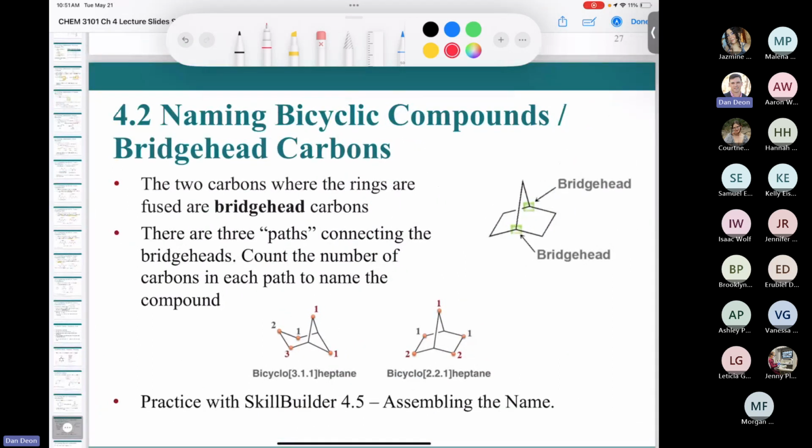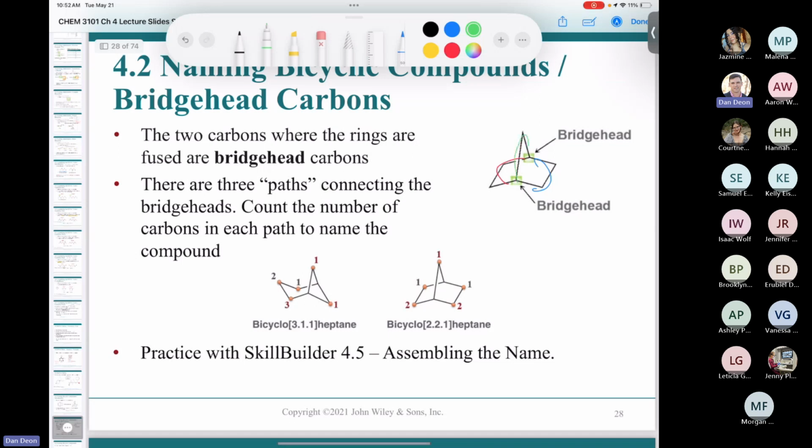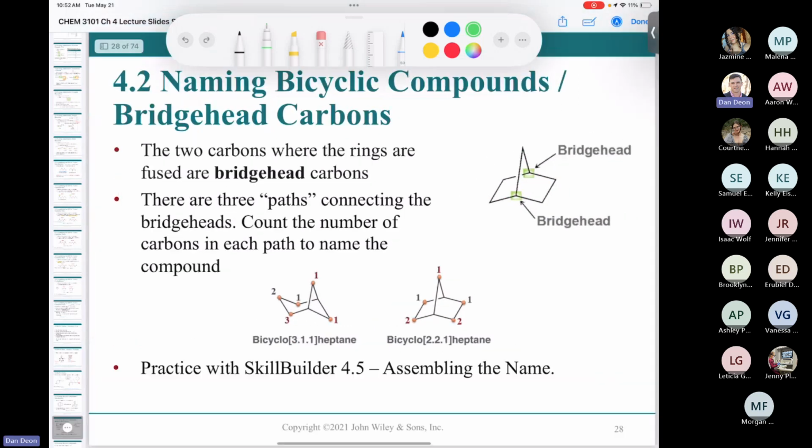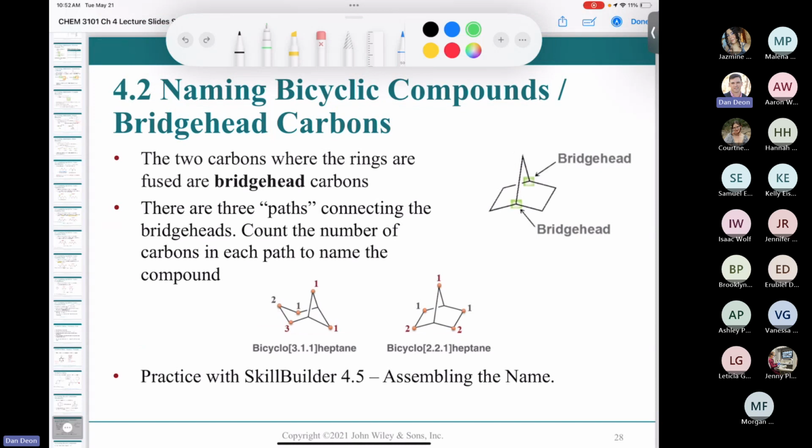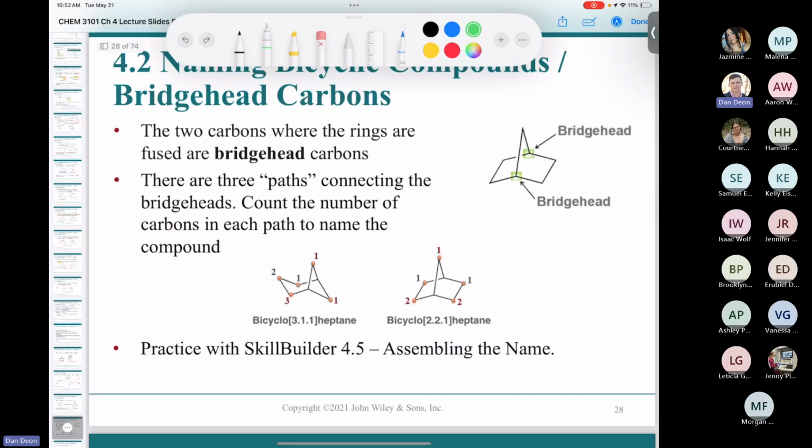Now, if that doesn't make sense, let me show you here on this slide. The 2 carbons where the rings are fused, we call those the bridgehead carbons. There are 3 paths: I can take this path, this path, or this path, right? 3 paths around those bridgeheads. But what I do is I start with the longest bridge and go to the shortest. You can see that this bridge has 2, this bridge has 2, and this bridge has 1. Well, 2 is longer than 1, but these 2 are the same length, so it doesn't matter which one I put. They're 2 and 2. That's why I have 2, 2, and 1. Inside my square brackets, I put 2, 2, 1.